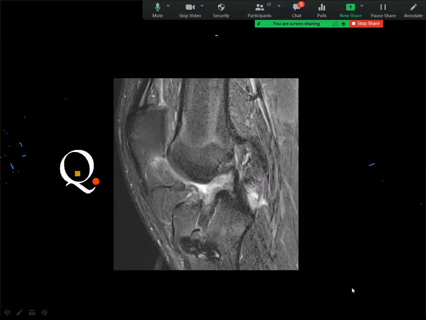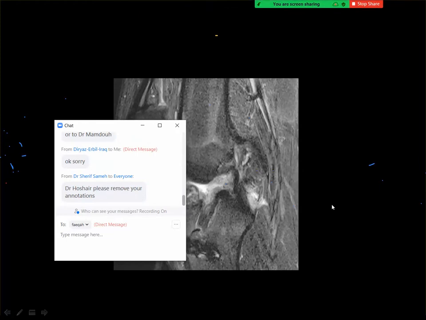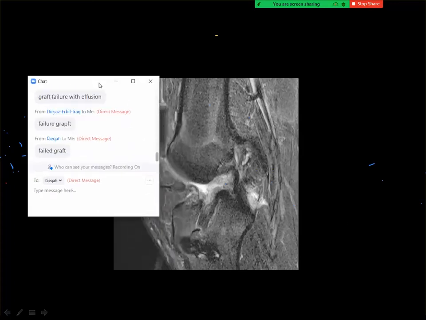Then this is the next case, and this is MRI of the knee of a patient with history of ACL reconstruction. And what is your opinion in the graft? Okay, this is graft failure with fusion. Failed graft, yes, this is right.